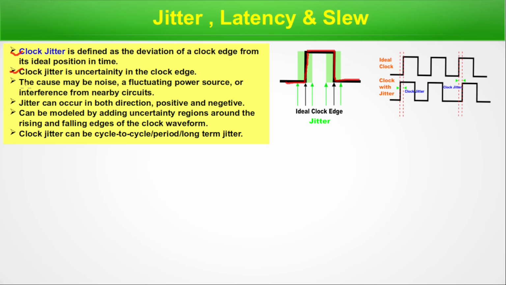Now clock jitter is uncertainty in the clock edge. The cause may be noise, a fluctuating power source, or interference from nearby circuits. There could be many things. Noise might be there, the power source might be fluctuating, and interference from nearby circuits can also happen in such a situation. Jitter can occur in both directions, positive or negative. It can be modeled by adding uncertainty regions around the rising and falling edges of the clock waveform. Clock jitter can be cycle to cycle, period, or long-term jitter.